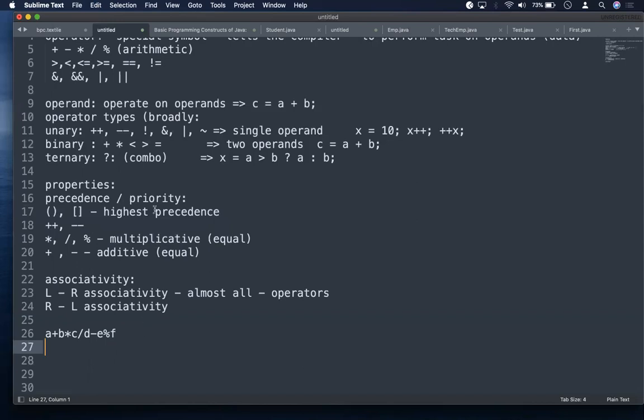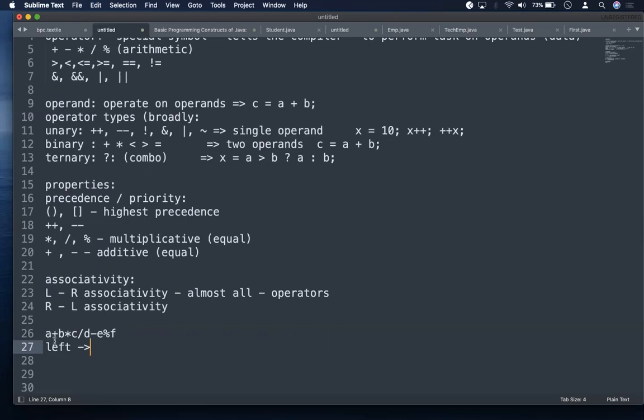Computer arithmetic follows precedence and associativity. So all these operators have the same priority, so anything can happen first actually. B into C can happen, C by D can happen, E mod F can happen. But what will the associativity tell us? All arithmetic operators are left to right associative. So then you have to start from the left and go.